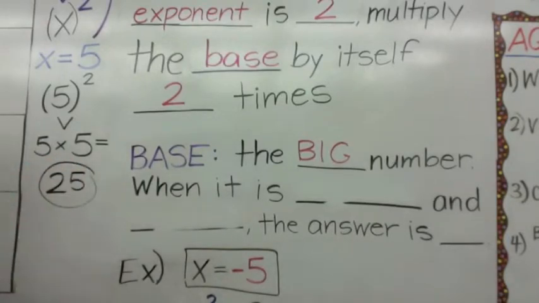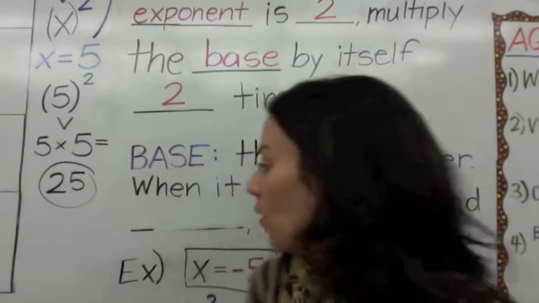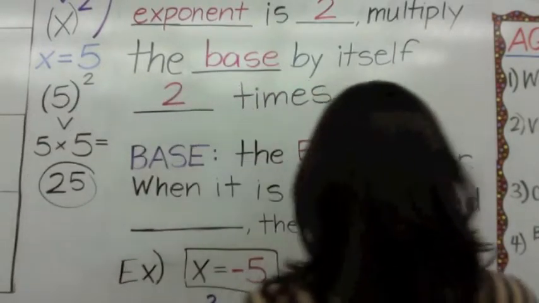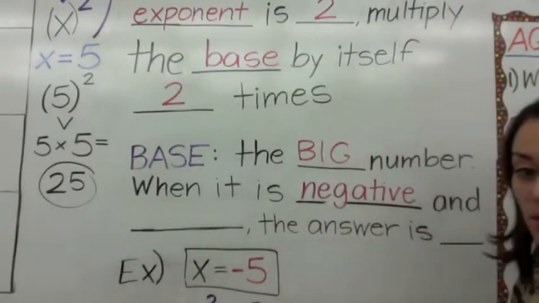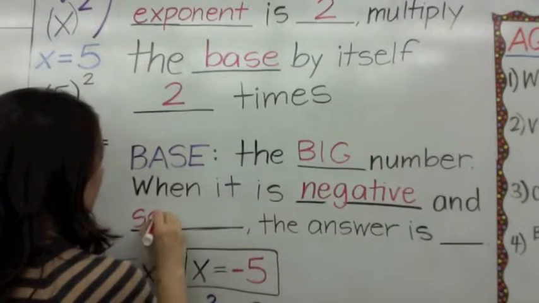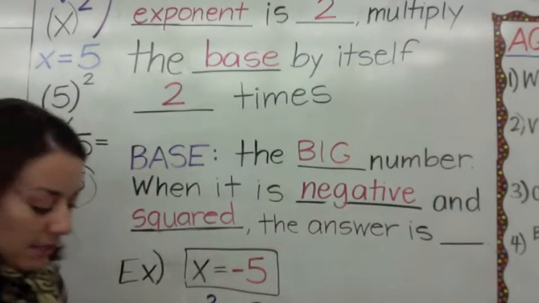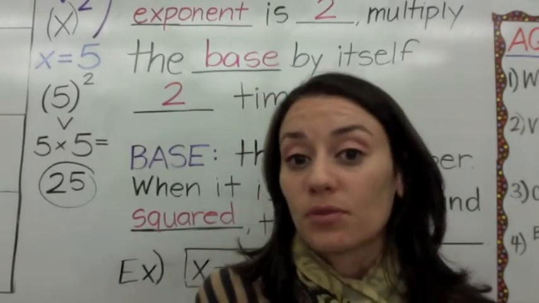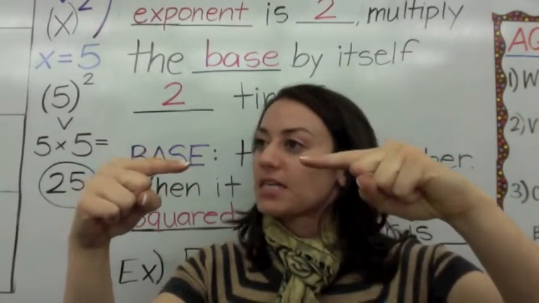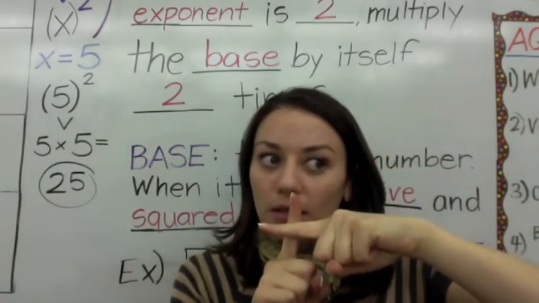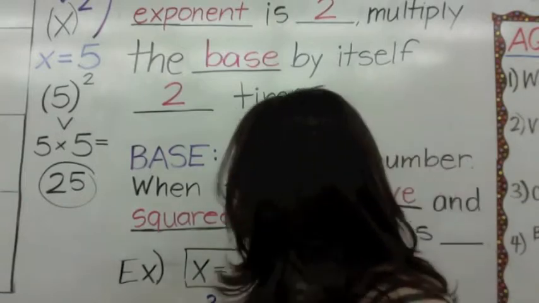Very good. Okay? We need to now talk about what happens when your base, the big number, is negative. So when the base is negative and you square it, then the answer is, well, let's think about it. If you're going to square a negative, square means you have 2 of something, okay? So if you have 2 negatives and you multiply them together, they make what? They make positive, right? So the answer then will have to be positive. So I'm going to put a little positive symbol here.